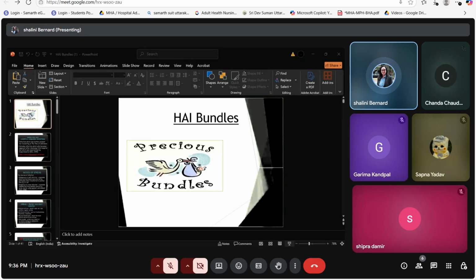Quality assurance is a method of determining whether nursing action and practice are met, and it establishes the standards. Any questions on hospital-acquired infection and bundles?